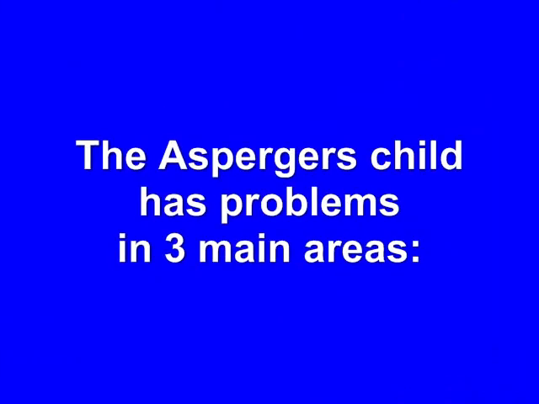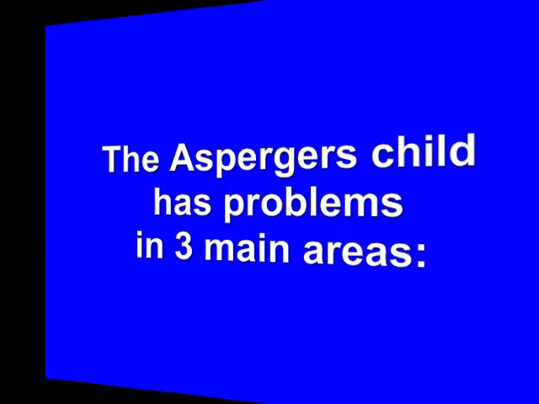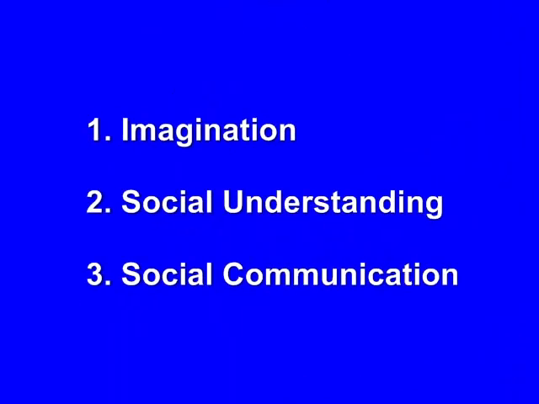Having said that, you can try explaining to your children who do not have Asperger's that the Asperger's child basically has problems in three major areas, and this is usually part of the criteria for diagnosing Asperger's. These three areas would be imagination, social understanding, and social communication. We'll look at each one of these individually, and this is what you can tell your neurotypical children in an effort to help them understand their Asperger's sibling.